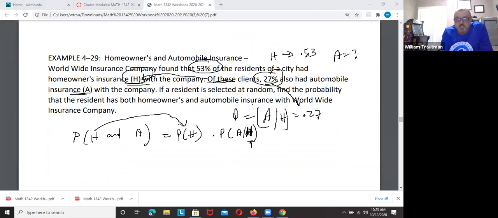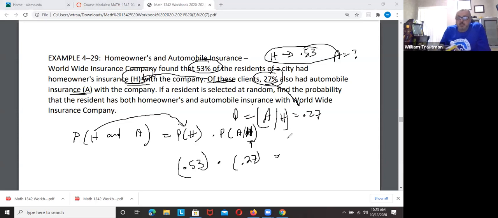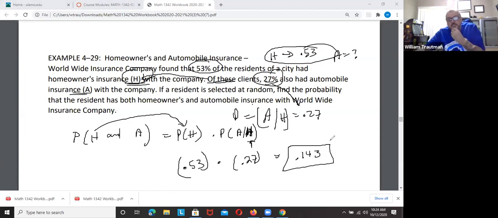So the probability of H up here is 0.53 times the probability of A given H, which was 0.27. We just multiply those two together. 0.53 times 0.27 is 0.1431, so rounded to 3 decimal places, 0.143. So you really have to understand that formula and how to extract that data from that paragraph that they give you.